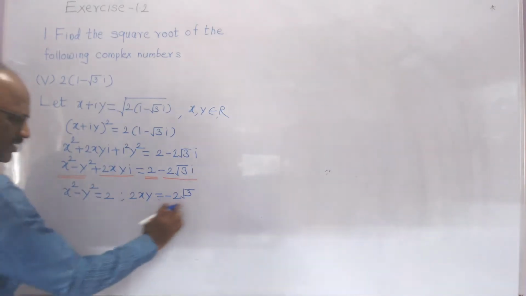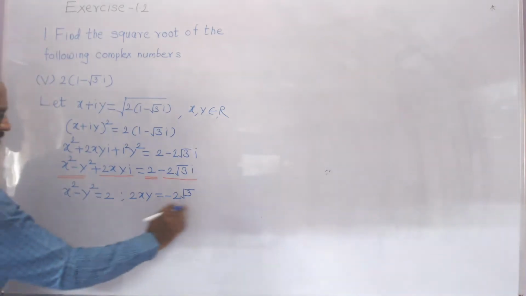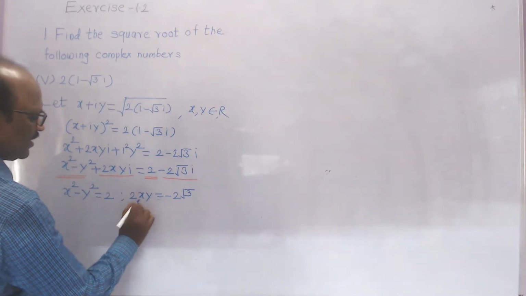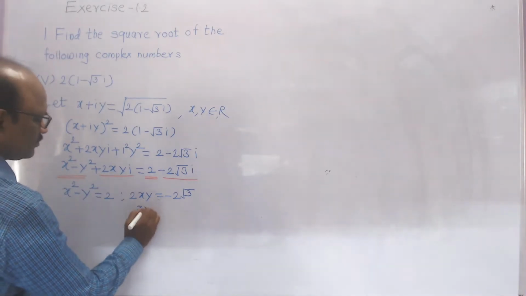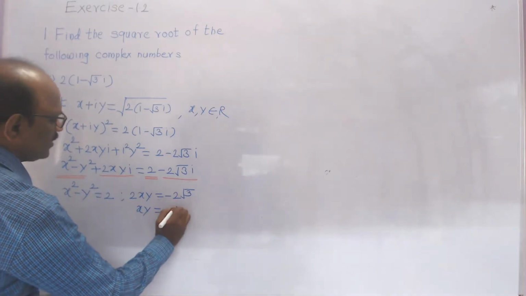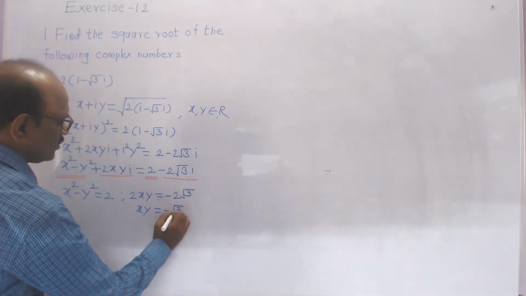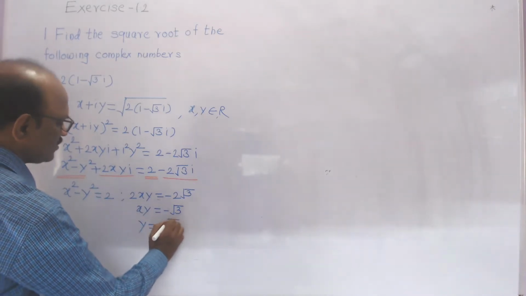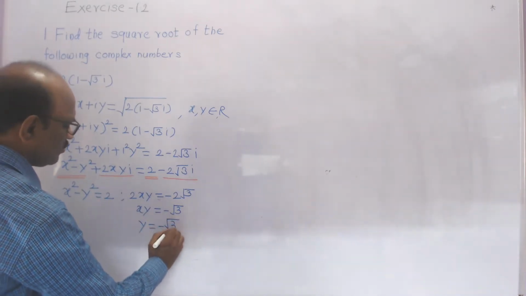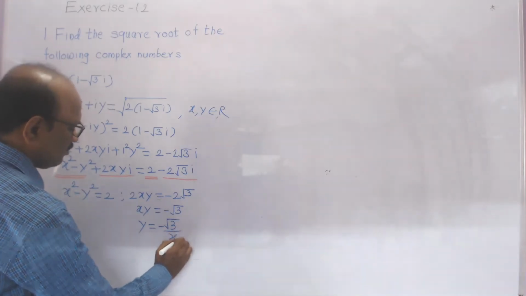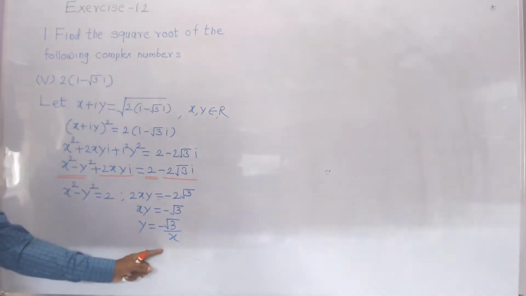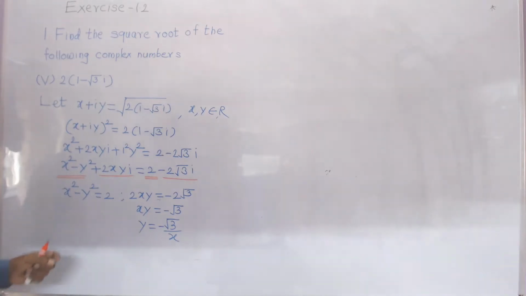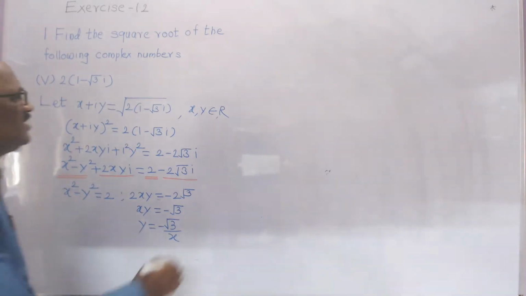Again, to simplify this, divide by 2 on both sides. Therefore, you will get xy is equal to minus root 3, and y is equal to minus root 3 upon x. Now we'll substitute the value of this y in the other equation. We'll solve these two equations simultaneously.